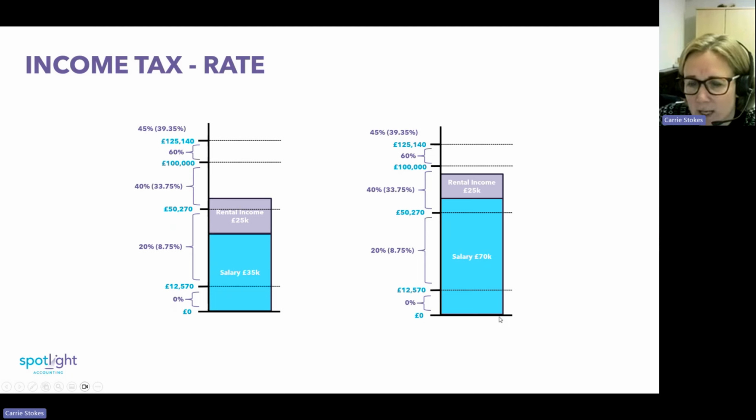If you, for example, have a salary of £75,000, you've gone well above that £50,270 higher rate tax threshold. So your rental income will all fall in the 40% tax bracket. So the purpose of these diagrams is just to show that depending on the level of your other income, that determines what rate of tax you pay on your property profits.